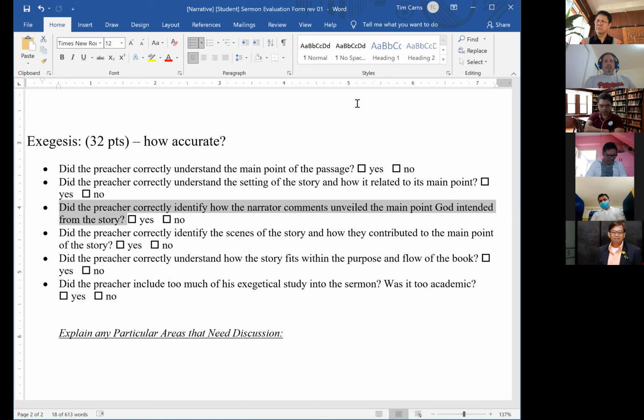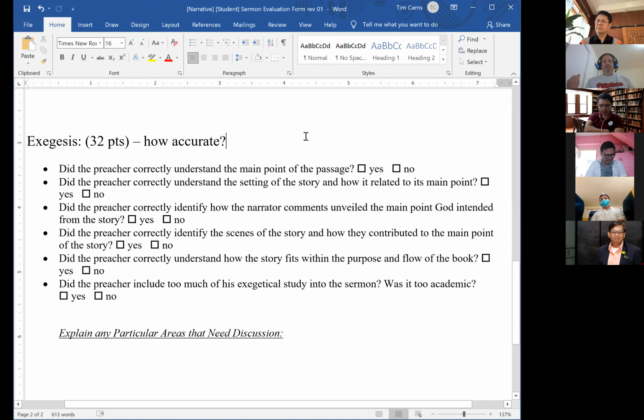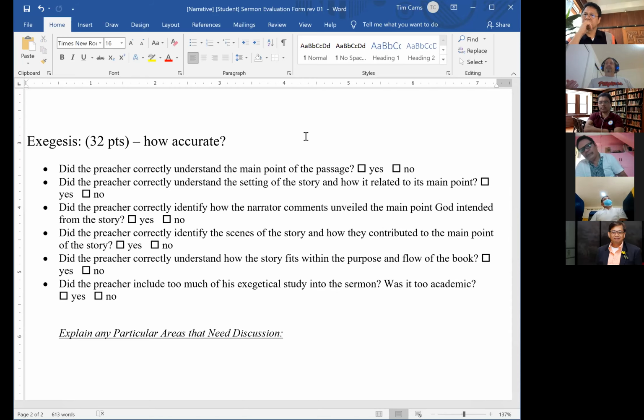So, and often too, again, he'll make comments that direct our attention to the key point of the story. In John chapter 9, there are several statements by the narrator using the word sent. For example, it says there that Jesus sent the blind man to the pool of Siloam. Siloam means sent. So Jesus sent the blind man to the pool of sent. That word's repeated several times.